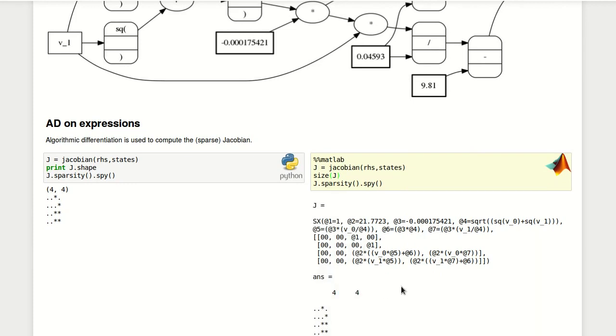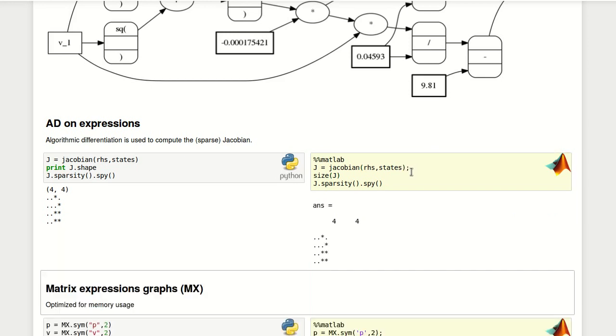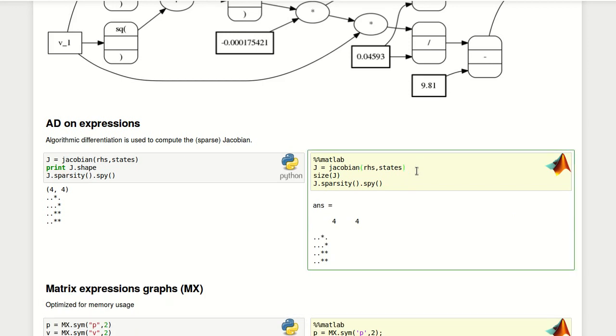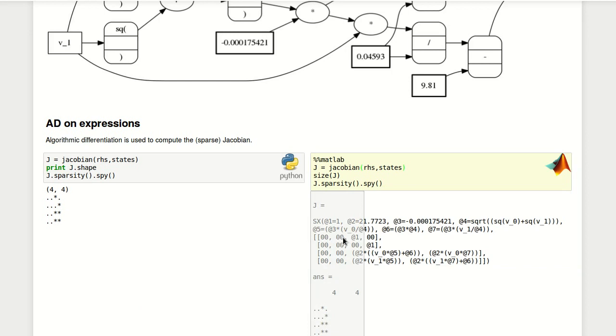Right, I had to print out the result here. So here is the full 4 by 4 matrix, and we have some structural zeros here. They are denoted by double zero. You could also ignore the expression itself and just look at the sparsity pattern. So you see that the right-hand side doesn't depend on position, only on velocity. That's why this block is completely structurally zero.